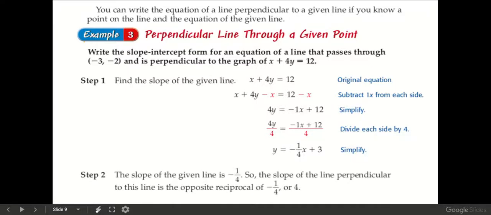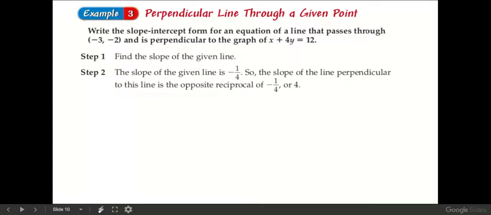Okay, so if I know the slope is negative 1/4, then the perpendicular line is the opposite and reciprocal. So if this is a negative, then my perpendicular slope is going to be positive. And the reciprocal of 1/4 is 4/1, right? Just flip the numerator and denominator, right? The top number and the bottom number get flipped. So my slope is going to be positive 4. Positive 4 would be the perpendicular slope to negative 1/4.